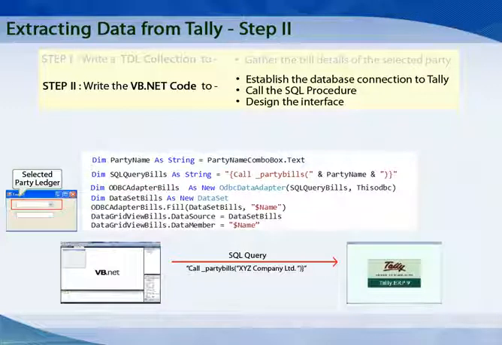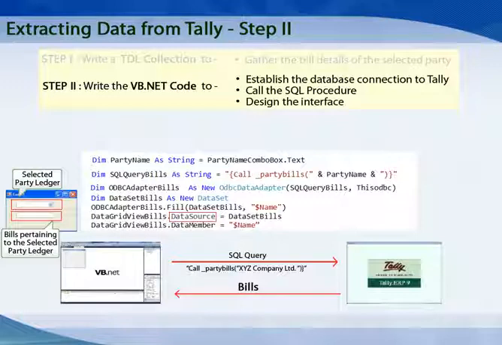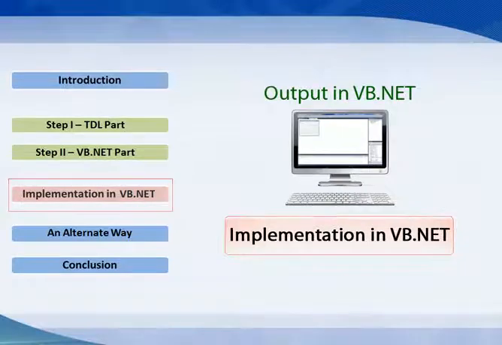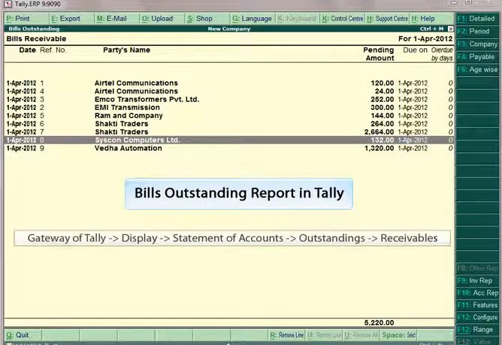A new data structure DataSetBills is created and the method $name is filled from the object ODBC adapter bills. Then, the data source for data grid view bills is set to render the bills fetched. Let's have a look at how the implementation is carried out in VB.NET.